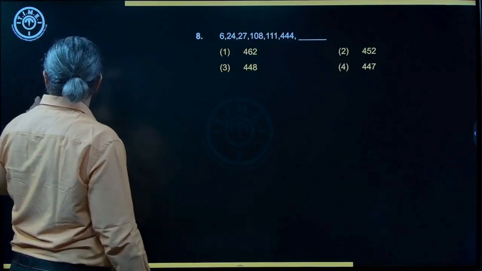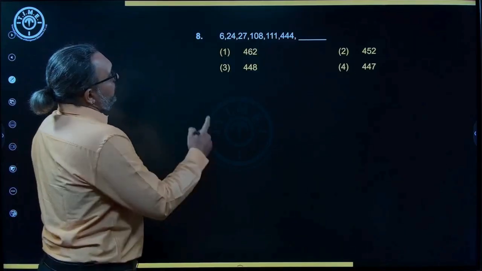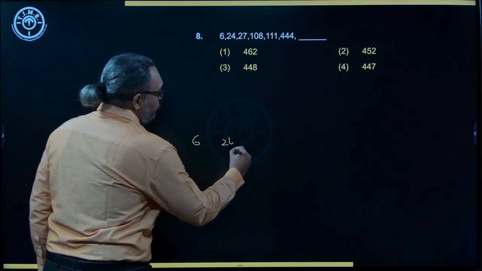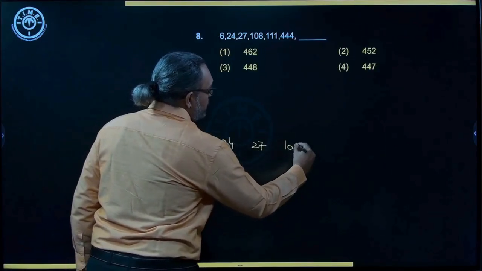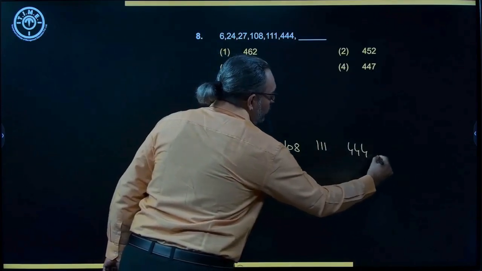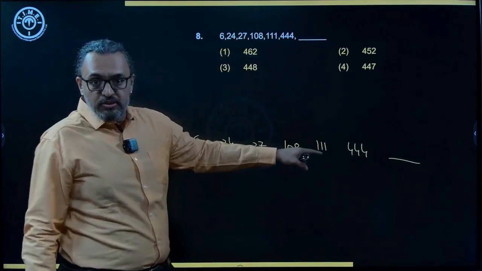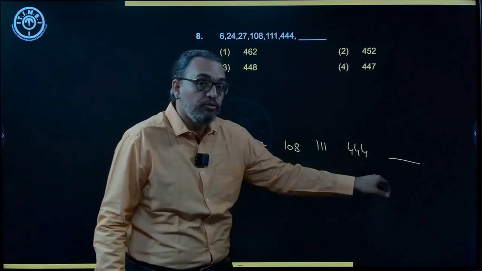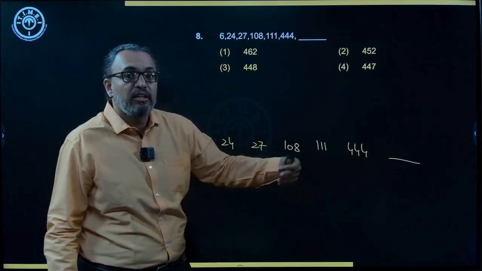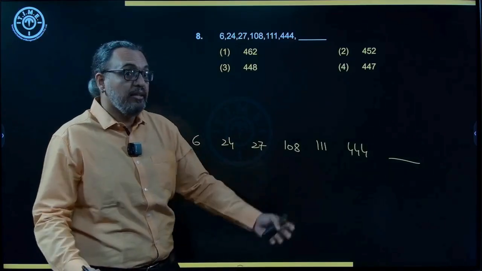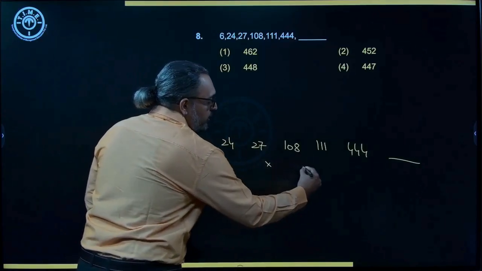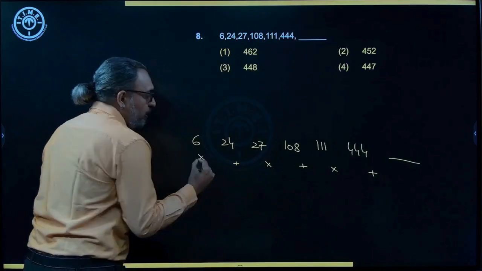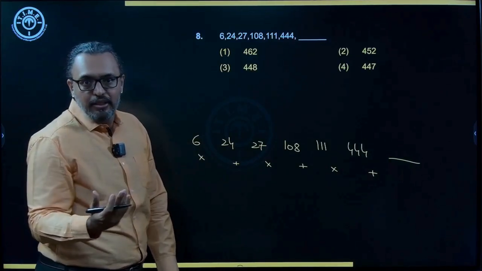Next. Okay, so let's see this. Right, so we have 6, 24, 27. Again, if you observe, we have 6, 24, 27, then 108, 111, 444, blank. Now, if you check your options, after 444, all are numbers very close to it, but 111 to 444 is a sudden increase. 108 to 111, gradual increase. 27 to 108, sudden increase. So whenever there is a sudden increase, multiplication; gradual increase, addition. Multiplication, addition. So here also addition. So here should be multiplication. Correct? And then you will get your answer.